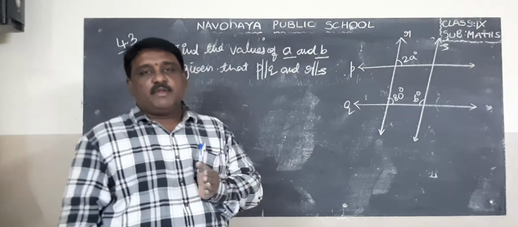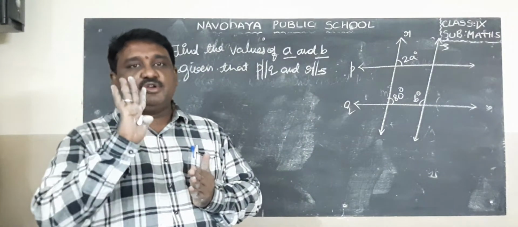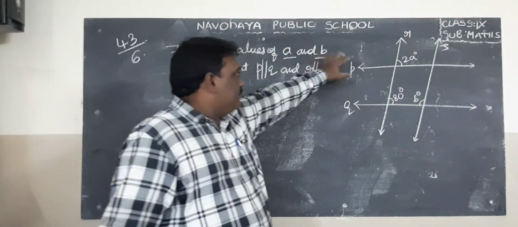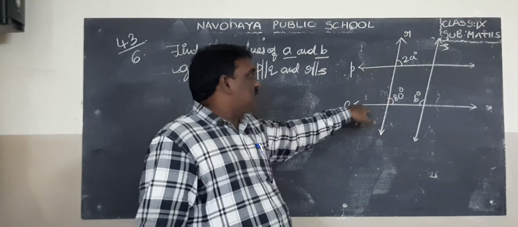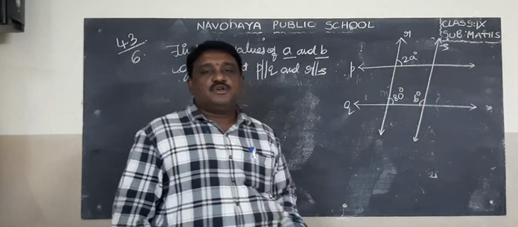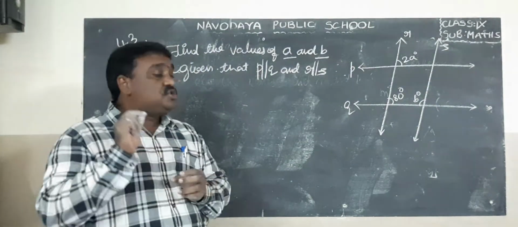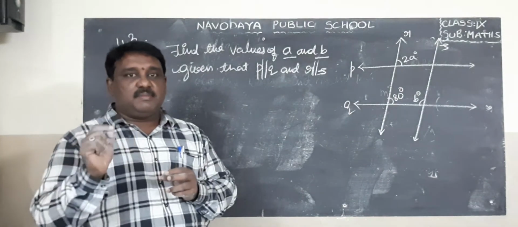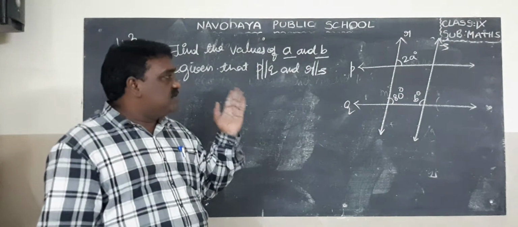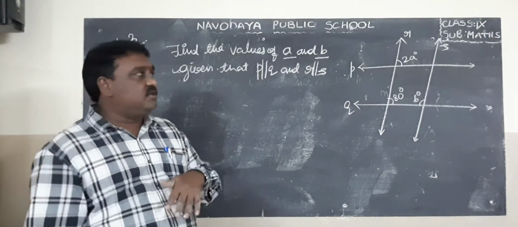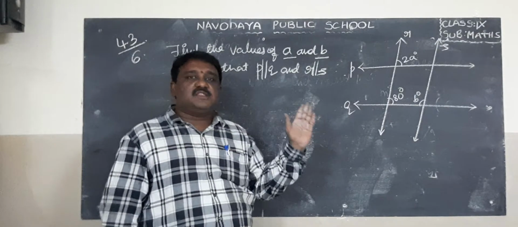So totally, how many lines are visible to you in the diagram? 4 lines. Number 1, P. This is the line. Number 2, Q. Number 3, R. Number 4, S. Total 4 lines are there. We need to find out 2 angles, small a and small b. Total 3 angles are visible to you in the diagram. Okay, now 4 lines, 3 angles. Find out small a and small b.